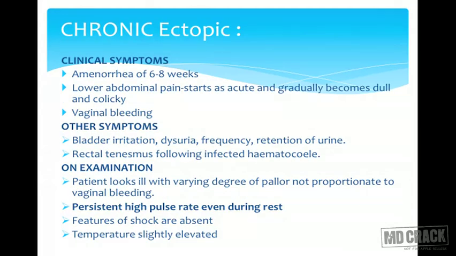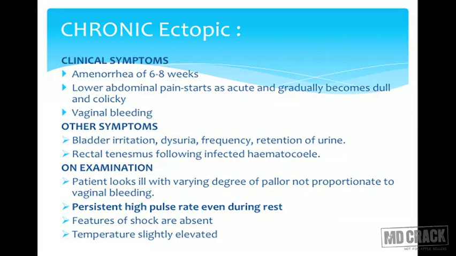In chronic ectopic, the symptoms would be amenorrhea of 6 to 8 weeks. There is lower abdominal pain which started as acute, but gradually over a period of time has become dull and colicky. There may be some vaginal bleeding from the uterine cavity. Other symptoms: because of this mass in the pelvic cavity, there can be bladder irritation, dysuria, frequency or retention of urine, or rectal tenesmus because of infected pelvic hematocele.